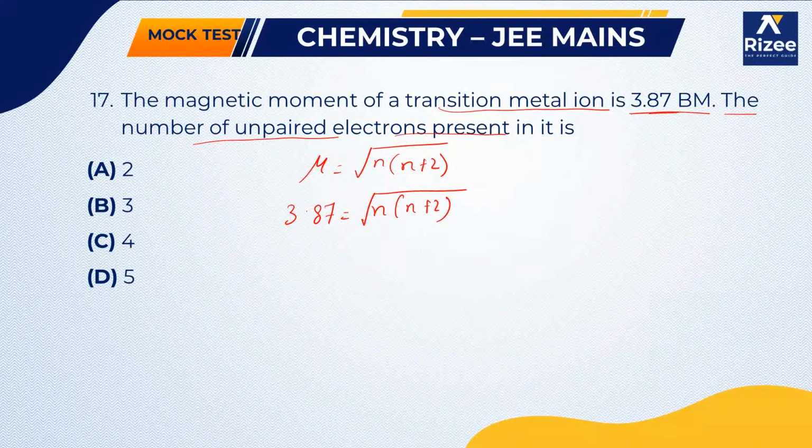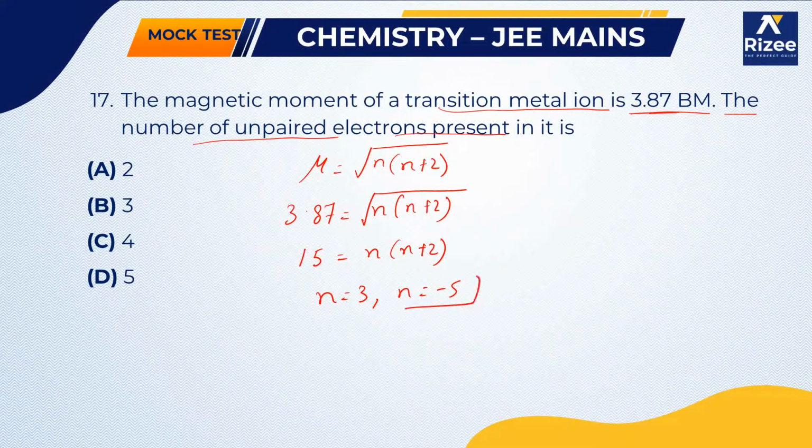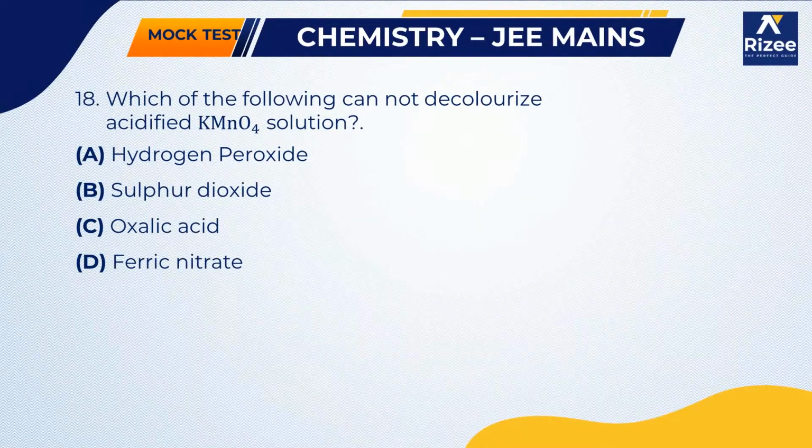Now squaring on both sides you will get almost 15 is equals to n into n plus 2. So after solving that you will get n is equals to 3 and n is equals to minus 5. So it is not possible. So our answer is n is equals to 3, which means there are 3 unpaired electrons present. The option is B option. Okay. Then moving on to the next question.